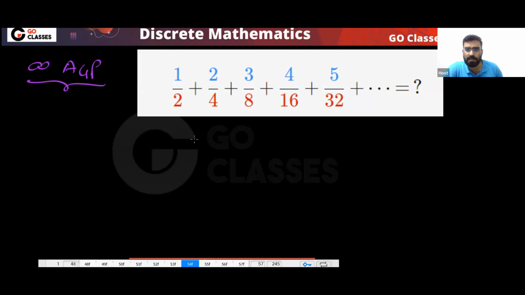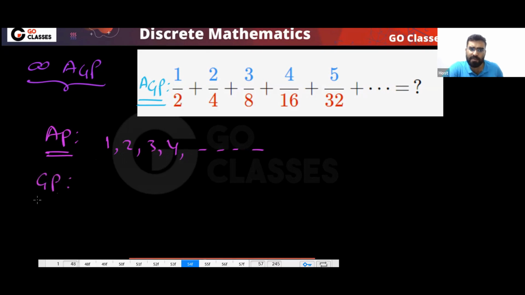No, because see, why can I not apply that formula? Notice, this is your AGP. Can anyone tell me what is the AP here? Please notice what I'm going to do, very important. The AP is 1, 2, 3, 4. This is the AP. And can anyone tell me what is the GP here? The GP here is 1 by 2, 1 by 4, 1 by 8, 1 by 16, and so on.